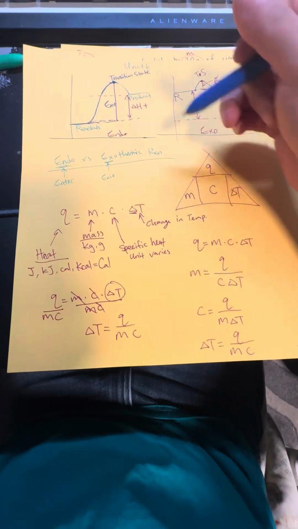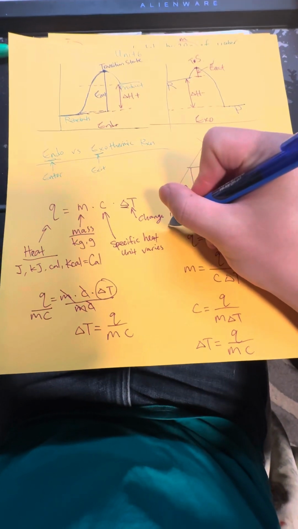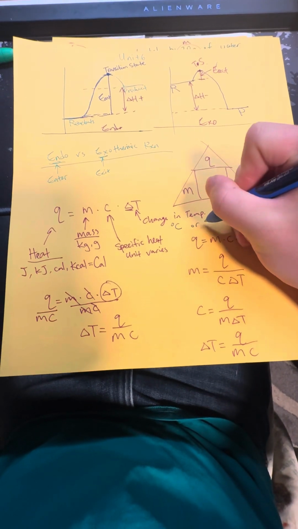Another example. So a 4-gram cube of gold was heated from 274 K to 314 K. How much energy was used? Oh, K, by the way. Our change in temperature right here. The unit for temperature is either degrees Celsius or Kelvin.